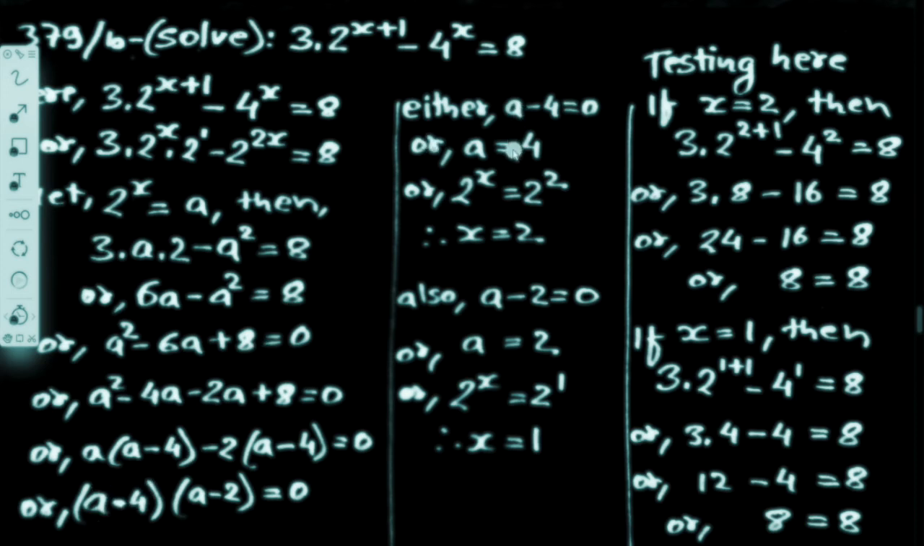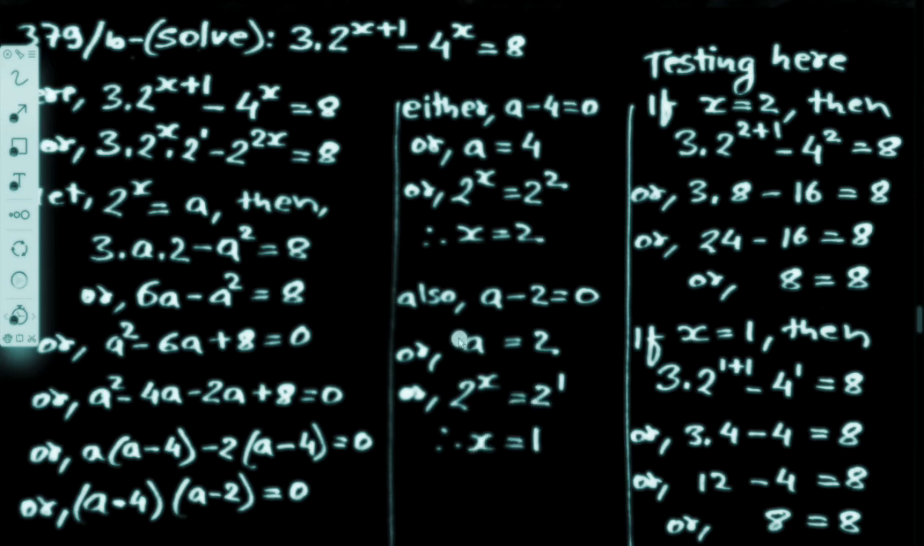from the first factor, either a minus 4 equals 0 or a equal 4. Now replace a with 2 power x. 2 power x equal 2 power 2. Therefore x equal 2. We get the first answer x equal 2 from our first factor. Also from the second factor, a minus 2 equals 0 or a equal 2. Now replace a with 2 power x. 2 power x equal 2 power 1. Therefore their base is the same, so x equal 1.